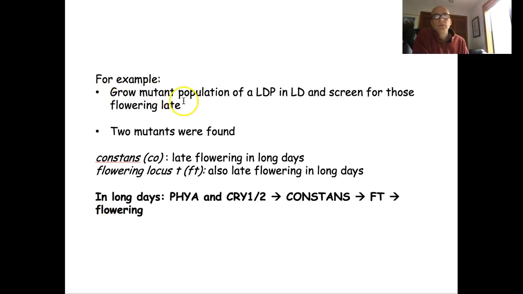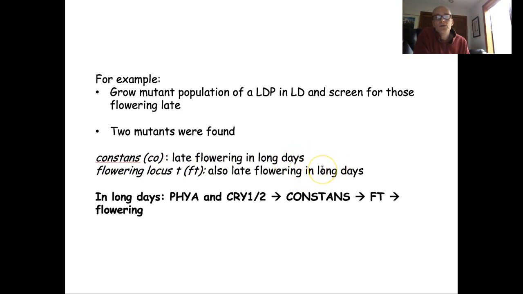And the example of growing a mutant population of a long day plant in long days and then screening for those that flower late turned up 2 mutants. And those 2 mutants were called constans and flowering locus T. And you see that there's a number of flowering loci. You will talk about some other genes that have flowering locus letter, but this one is flowering locus T. So the mutants called constans are late flowering in long days, and flowering locus T mutants are also late flowering in long days.